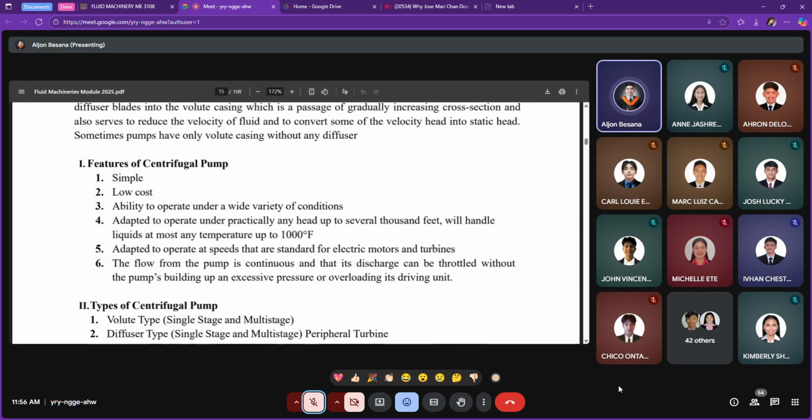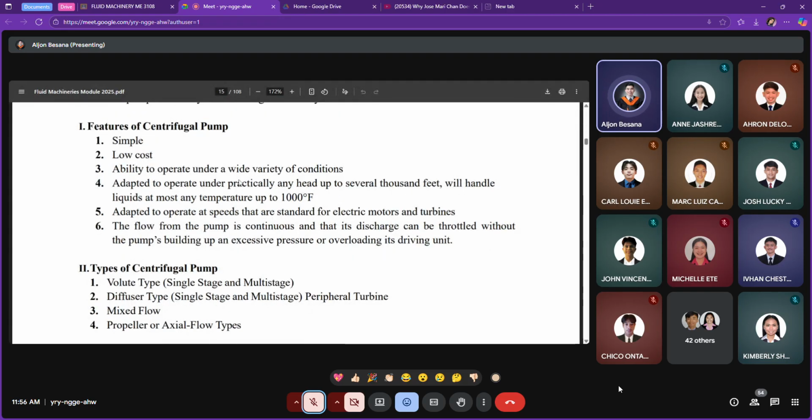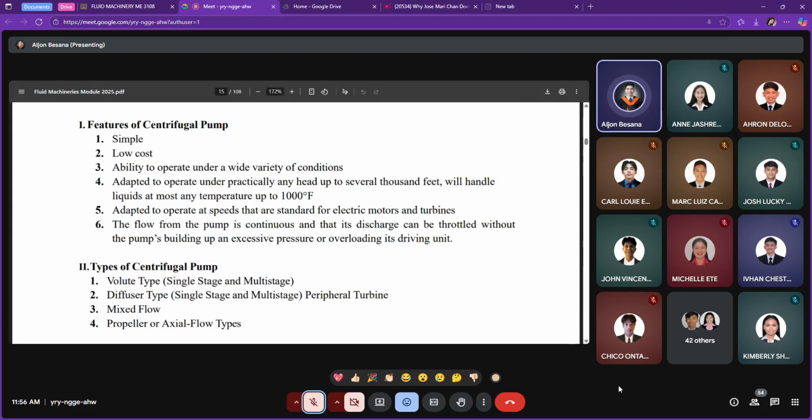Bakit nga ba natin pinipili at bakit natin ginagamit ang centrifugal pump? Kasi si centrifugal pump daw po ay simple. Also, si centrifugal pump po ay low cost dahil marami na po ang nagmamanufacture at siya po ay commercially available as well.